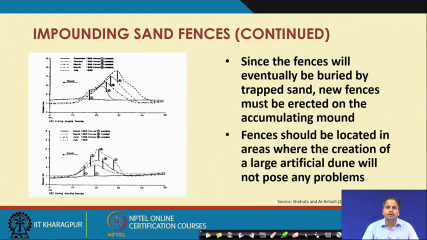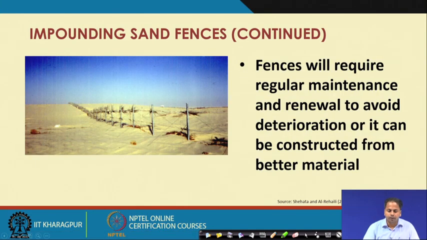The important condition is that this kind of fence should be located in areas where the creation of a large artificial dune will not pose any problem to the local condition. So, this is another example of impounding type sand fences. They need regular maintenance and sometimes renewal to avoid deterioration, or they can be constructed from better material. So, this was impounding type sand fences.